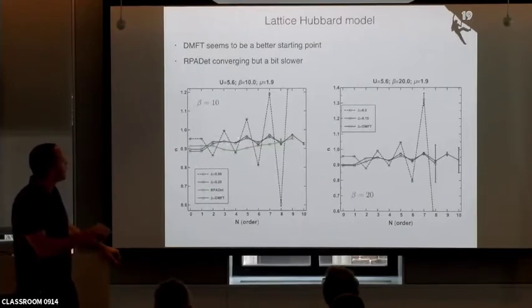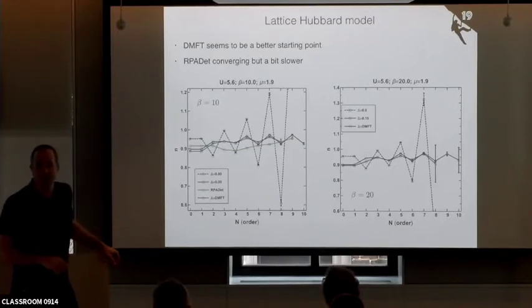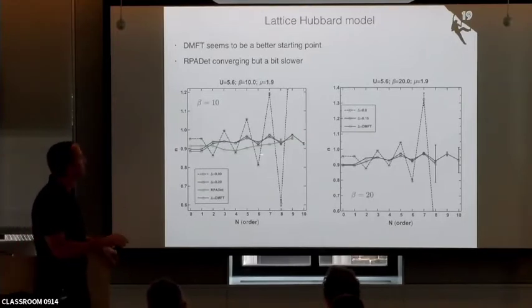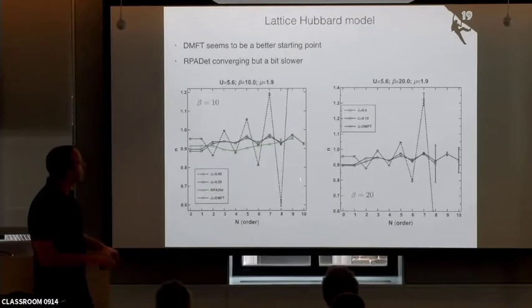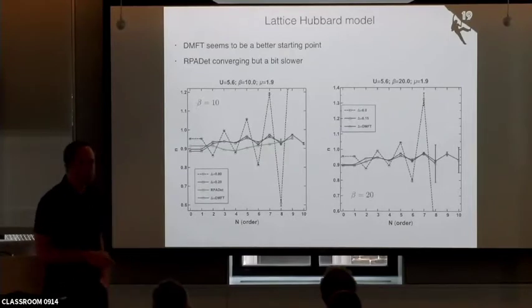And this turns out actually to be the nicest one. I mean, if you have a trained eye, you see that this is actually something which is quite nice to resum. It seems like it's just one pole on the negative axis. And we can even push this to beta 20 here and compare. And again, DMFT seems to be a really good choice. You computed 10 orders here, and it's something that we can still resum all the way down to beta 20.